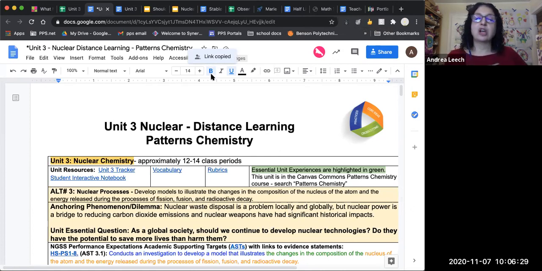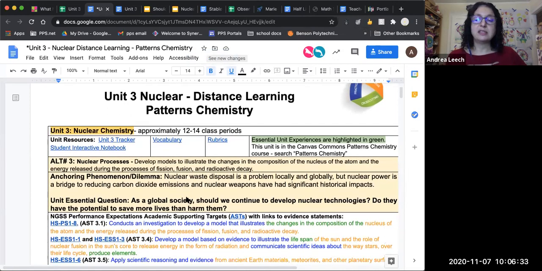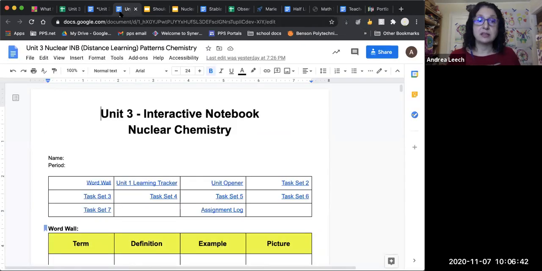And later on when I talk about references, I'll show you where to get that if you have forgotten where to get these things from. So this is the Unit Distance Planner, and it comes with its student interactive notebook. And when you click on that link, that'll open the notebook that sort of looks like this.